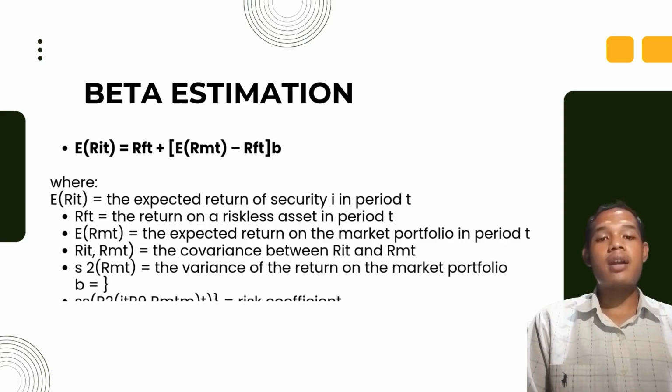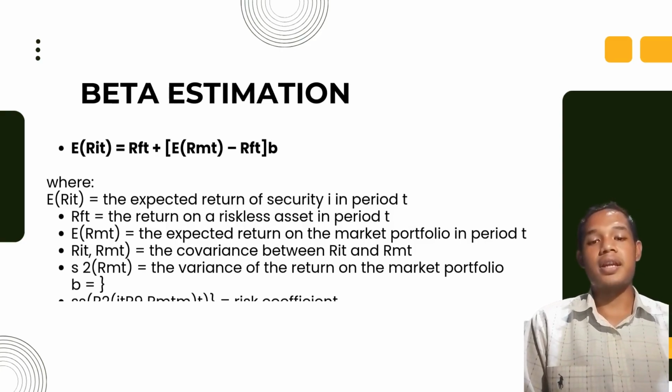It is about E(Rit) = Rft + (E(Rmt) - Rft) times beta, where E(Rit) is the expected return of security i in period t, Rft is the return of the risk-free asset in period t, E(Rmt) is the expected return of the market portfolio in period t, covariance is between Rit and Rmt, sigma squared Rmt is the variance of the return on the market portfolio, and beta is the risk coefficient.